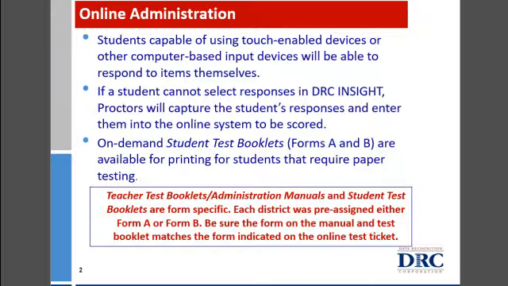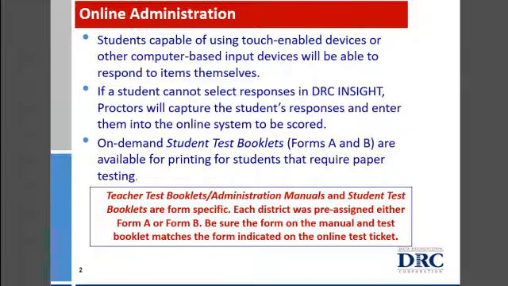Online administration. Students capable of using touch-enabled devices or other computer-based input devices will be able to respond to items themselves. If a student cannot select responses in the DRC Insight, proctors will capture the student's responses and enter them into the online system to be scored. On-demand student test booklets, Forms A and B, are available for printing for students that require paper testing.